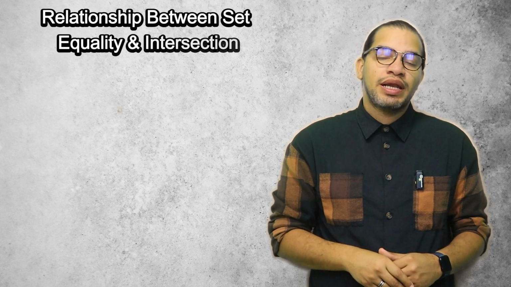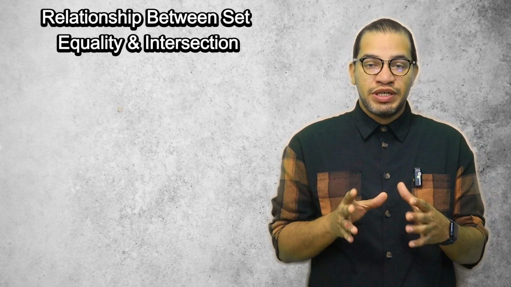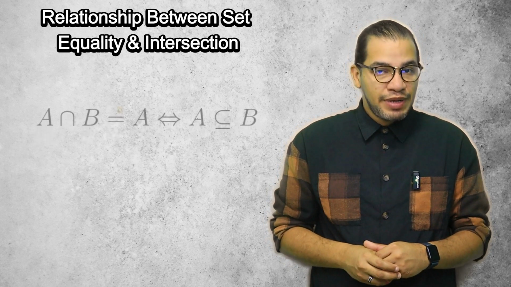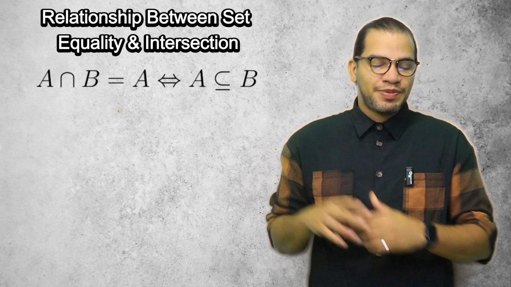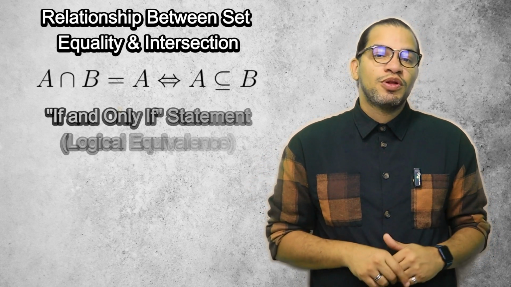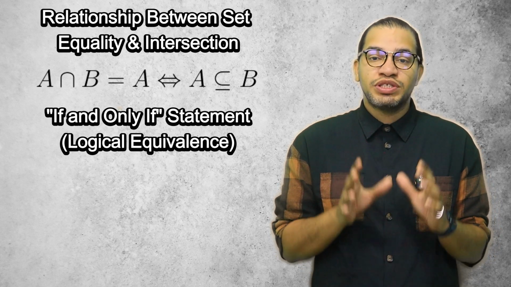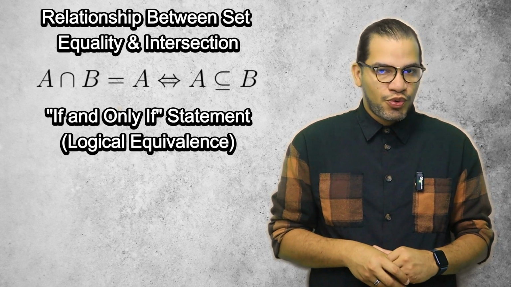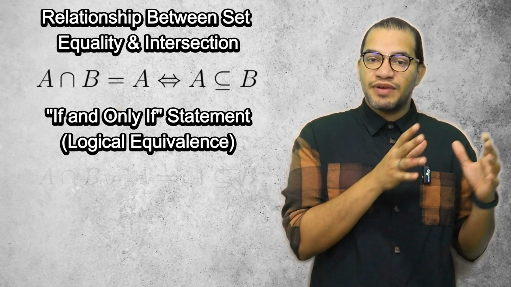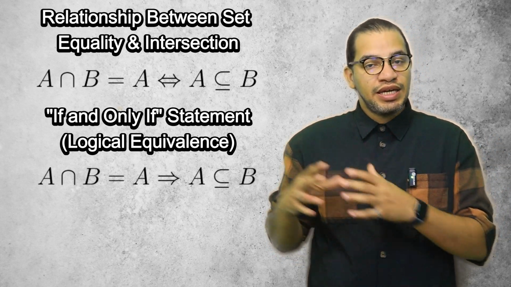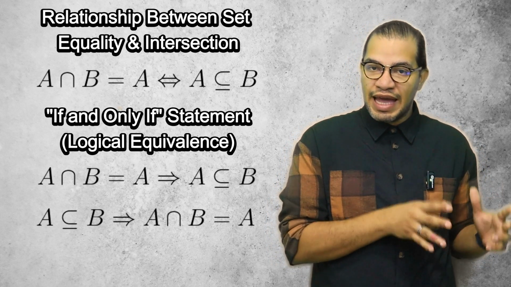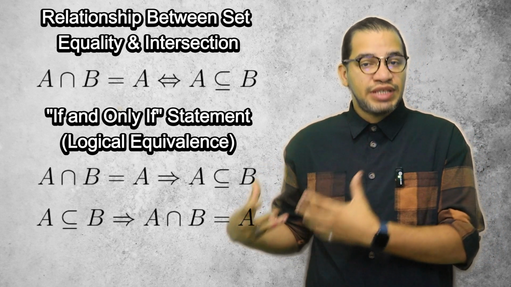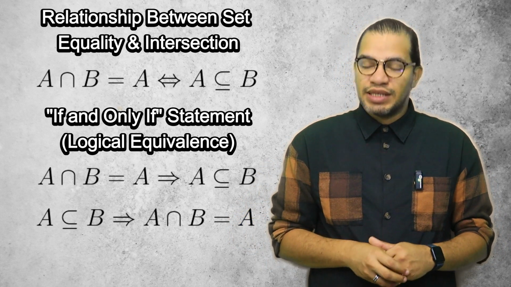Therefore, if A is a subset of B, then indeed the complement of B is a subset of the complement of A. Another important property regarding set equality involves intersection. For instance, the intersection between A and B is equal to A if and only if A is a subset of B. This is an example of an if and only if statement, which requires us to prove both directions. Meaning, if A intersection B is equal to A, then A is a subset of B, and also if A is a subset of B, then the intersection between A and B is equal to A.